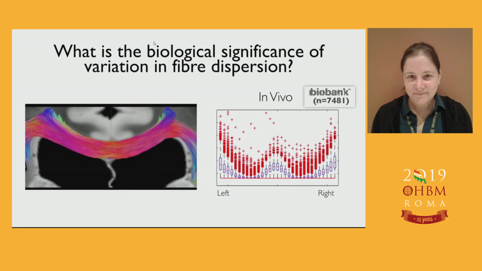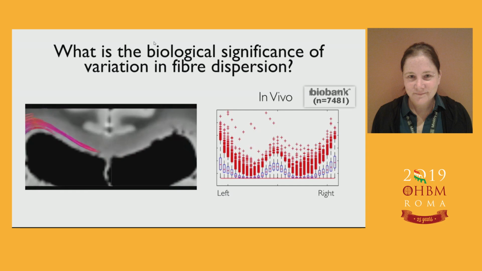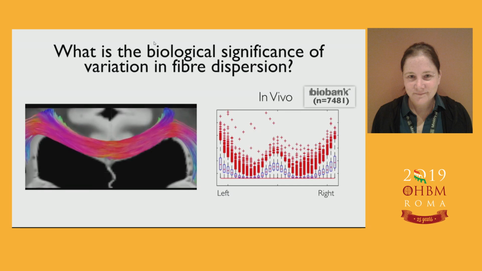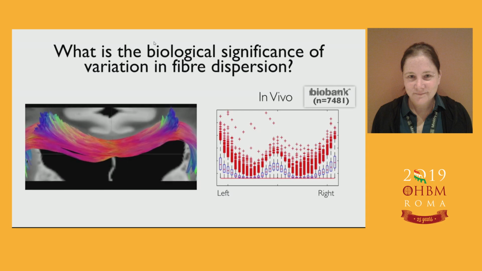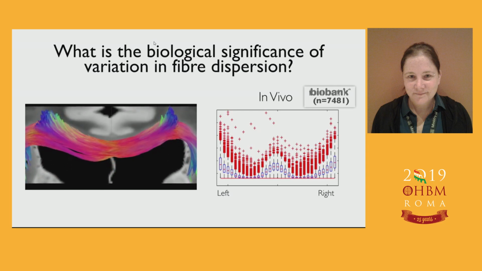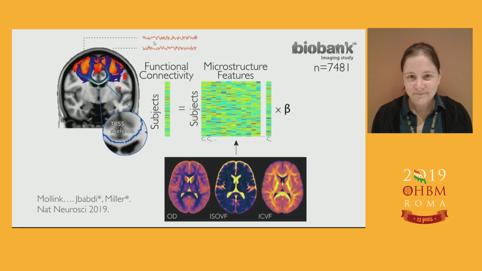We hadn't actually seen this really reported before, so we had a look in the biobank data, and we not only see that pattern, but we actually see that it's highly variable across individuals. And so this prompted us to think, is there a biological significance to this variation? And in particular, is there a significance that might relate to function in the brain?